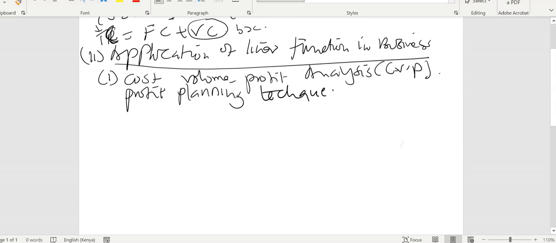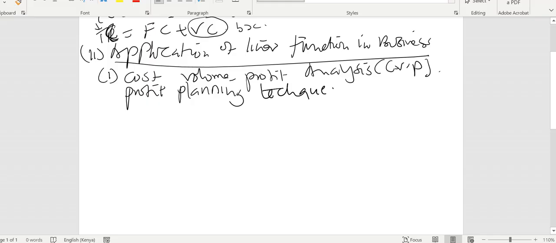So what are we comparing? In this technique, manufacturing firms compare the cost, the volume and profit in terms of making decisions. You hear people say, my sales for this month did not break even. There is another concept I will bring in, the break even point.